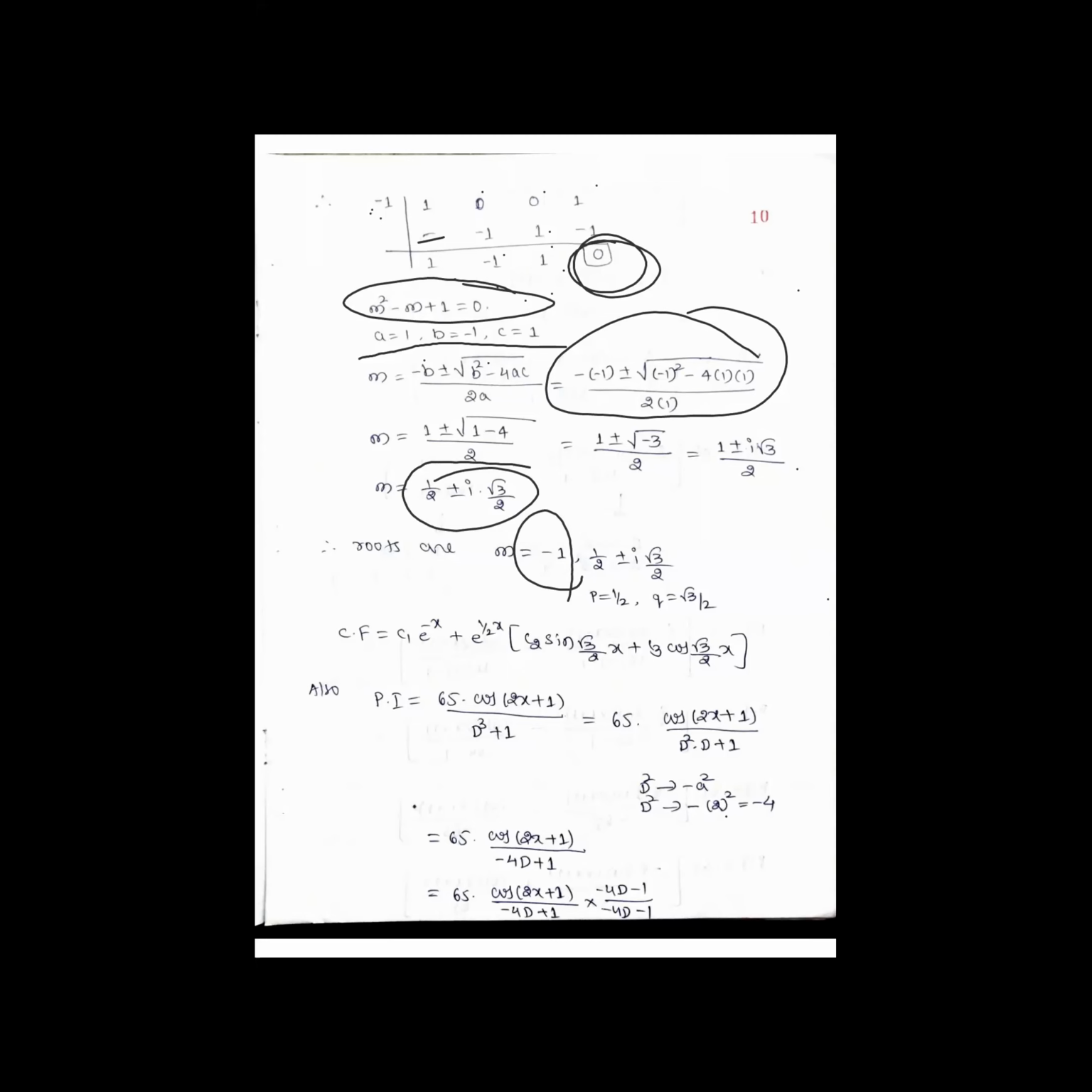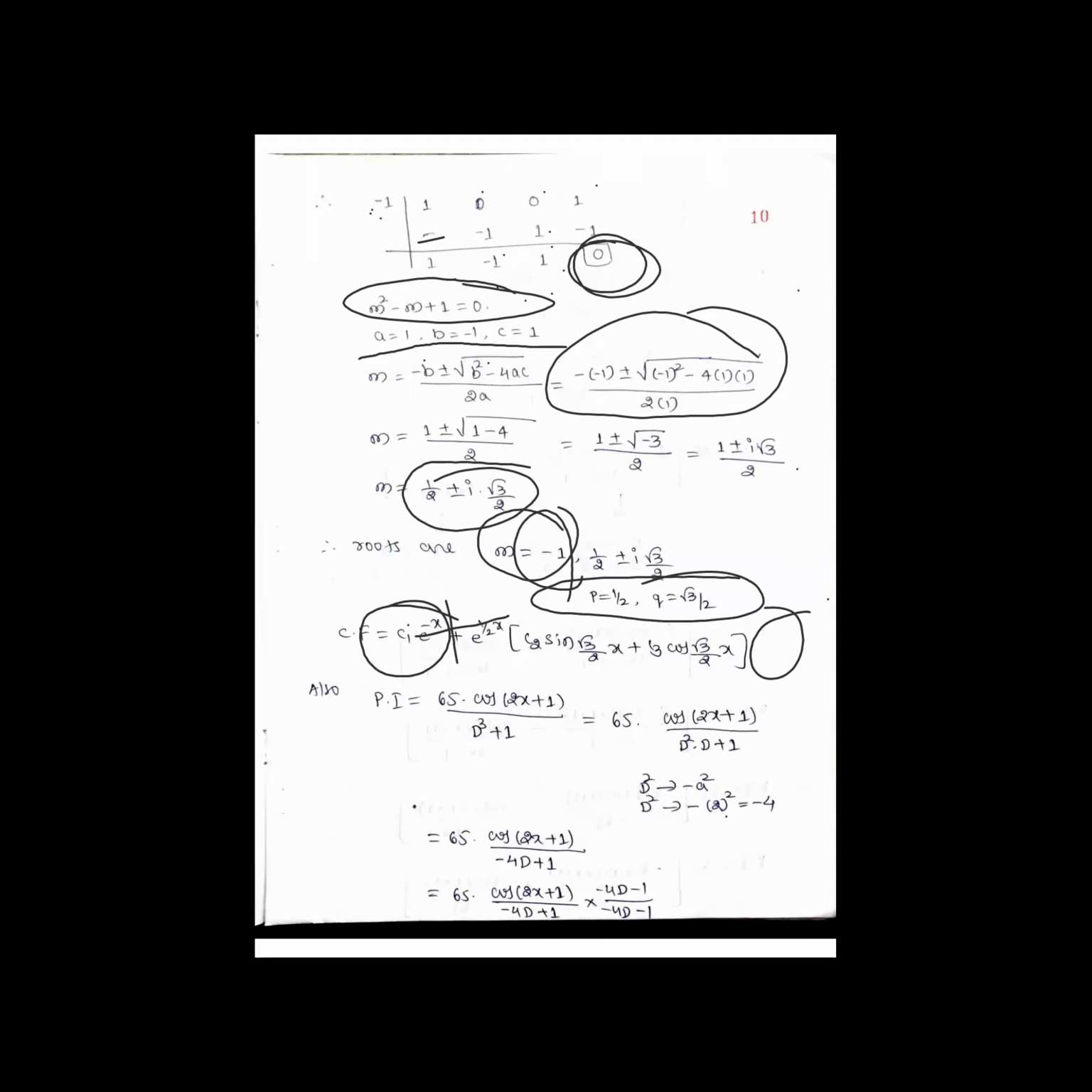Here there are two roots, so there are totally 3 roots. To write the complementary function, the real root 1 is there. Apply c1 into e raised to minus x. Whether you write it here or here, it doesn't matter. Next, plus I have to write these complex roots. To write the complex roots, p and q are required. So p is 1 by 2, q is square root of 3 by 2. e raised to half x, that is e^(px).